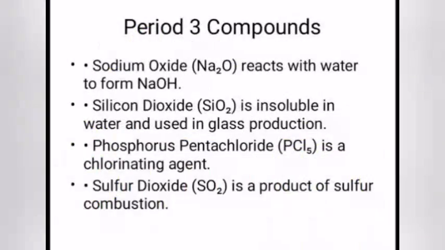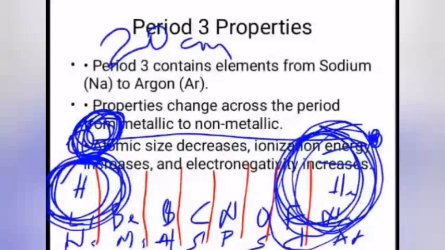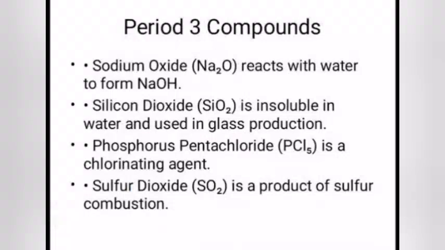Okay. So now let's move on to some of the compounds that are made from period three. Period three are these ones here, where we have sodium, magnesium, aluminum, silicon, phosphorus, sulfur, chlorine, and argon. So we're now trying to look at compounds that are made from these period three elements. One of the compounds is made from sodium reacting with oxygen. This compound is known as an oxide, sodium oxide.